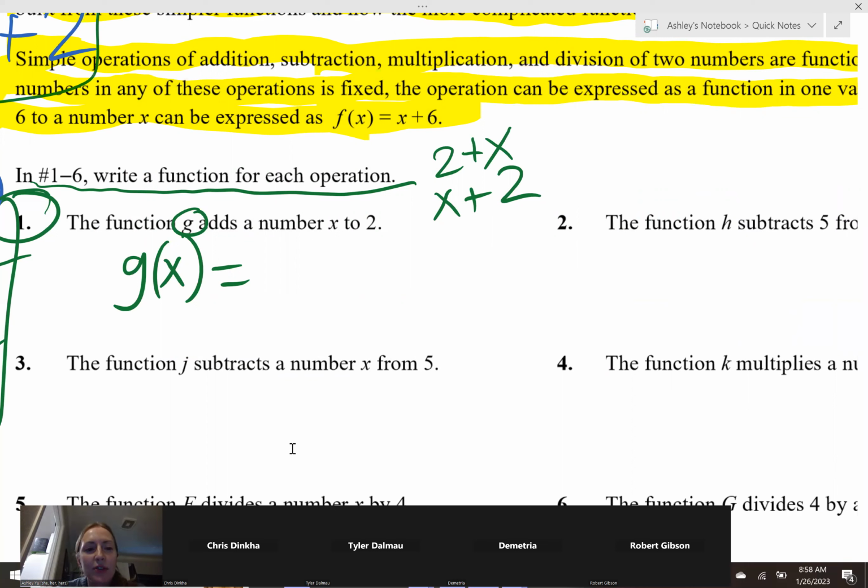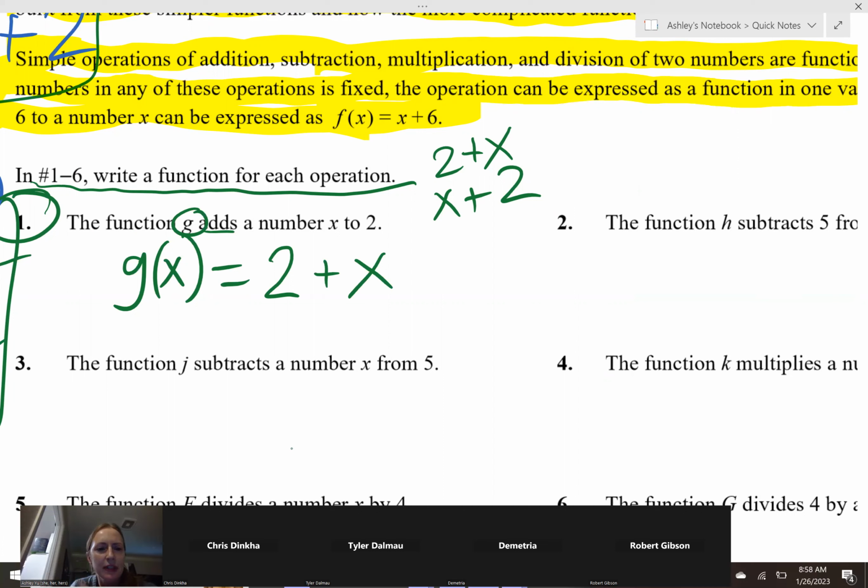But if this were subtraction, if they had said a function g subtracts a number, then it does matter, right? 5 minus 2 is different than 2 minus 5. You're going to get a positive or a negative. So I want to get in the habit of writing things in the correct order. I think with the way they're phrasing it, g adds a number to 2. That sounds like 2 was already there, and then I added the x afterwards. So I think you want to put the x on the right side.